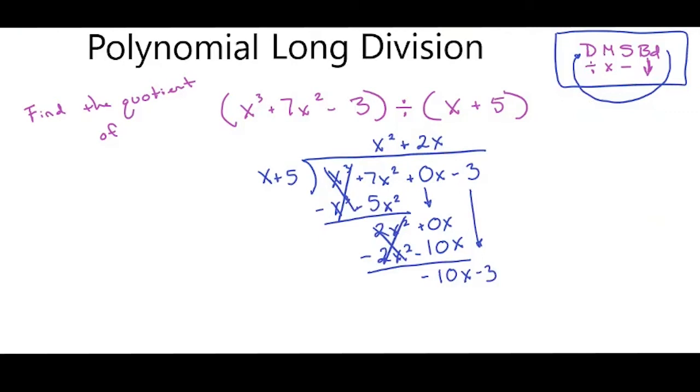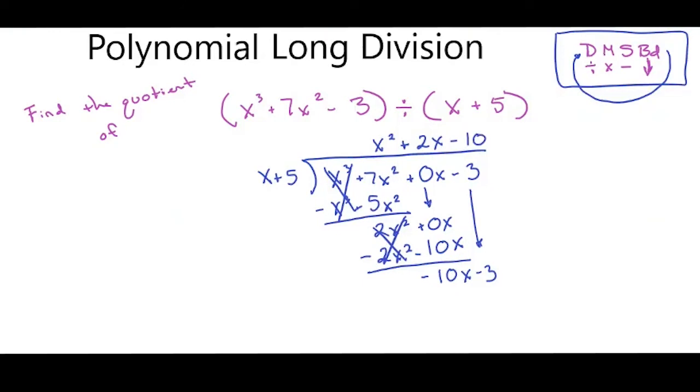And after you bring down, you do some more division. So I will take that x and I will divide that x into negative 10x. So I have negative 10x divided by x. Well, the x's cancel and I'm left with negative 10. So we'll do minus 10 up top.